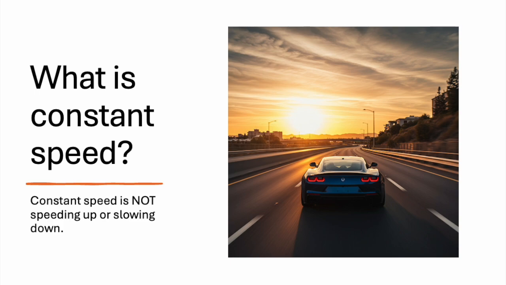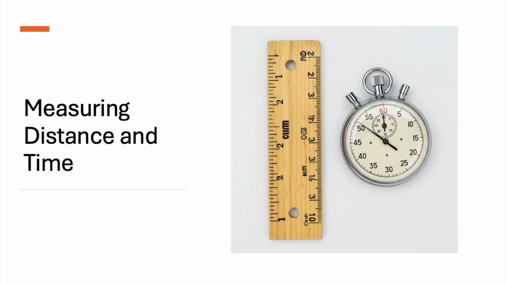To measure the distance an object travels, we can use a variety of tools, such as a ruler, meter stick, or tape measure. To measure the time it takes for an object to travel a certain distance, we can use a stopwatch or a timer.